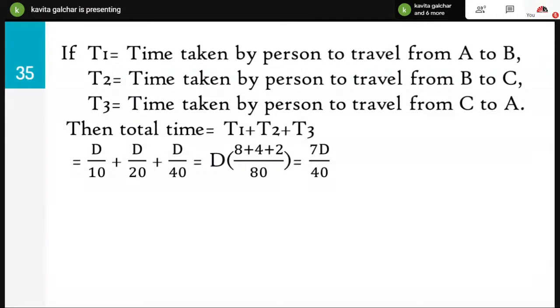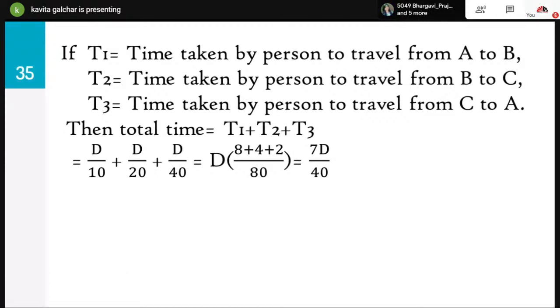As time is distance upon speed, and the distance between each pair of points, from A to B, B to C, C to A, is the same since it is an equilateral triangle, I am taking the distance as D. So the first time will be D upon 10, as from A to B it is moving with the speed 10. The second one is D upon 20, as from B to C it is moving with the speed 20. And the third time will be D upon 40, as from C to A it is moving with the speed 40.